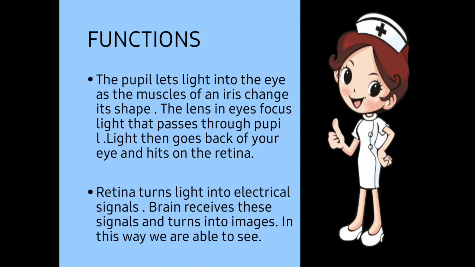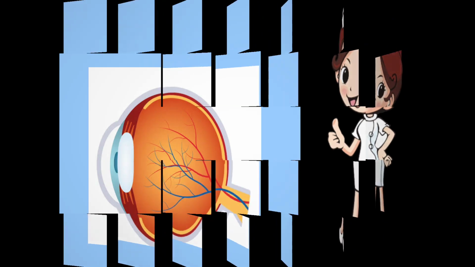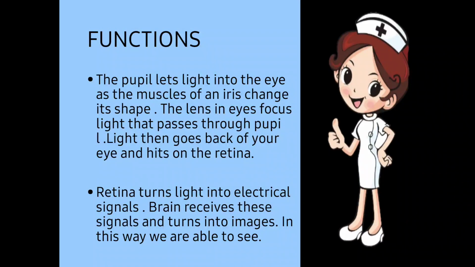The pupil lets light enter into the eye as the muscles of the iris change its shape. The lens in the eye focuses the light that passes through the pupil. Light then goes back in the eye and hits the retina. The pupil is a small hole which is present here. Light first shines on the cornea, then moves to the pupil, then strikes the lens, and is focused on the retina. As it hits the retina, the retina turns light into electrical signals. This is a function of the retina.